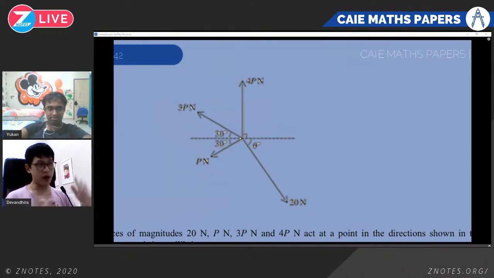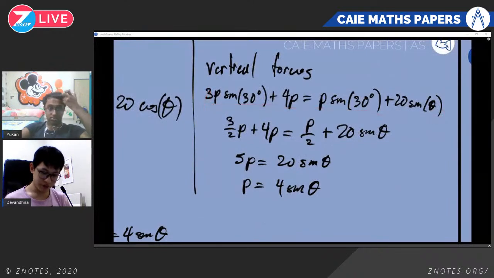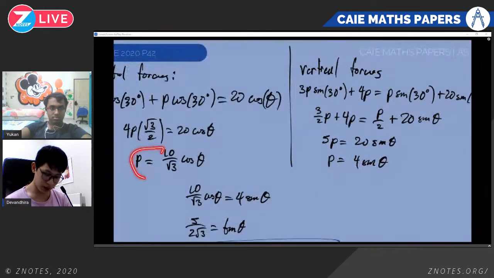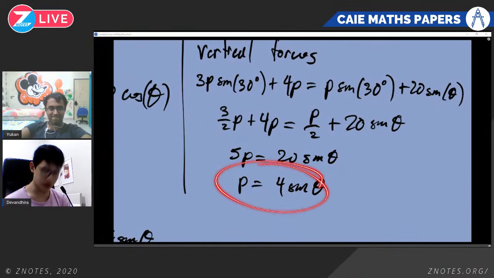So basically, you just have to put all the forces that are on one side of the equation, and the other ones on the other side. And this is what you'll get here. We can just simplify things more. Sine 30 is just half. So 3 times half is just 3 by 2, which you'll get here. Also for this one, but we don't know what sine theta is. So because I made p the subject in here, I tried to make p the subject in the other equation too, and this is what I got. P is equal to 4 sine theta.